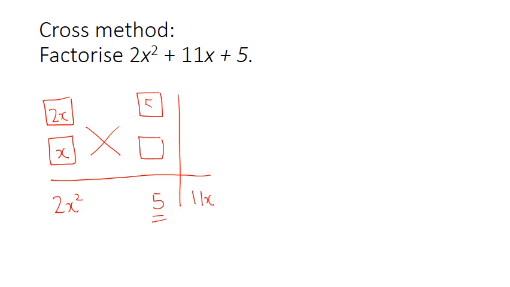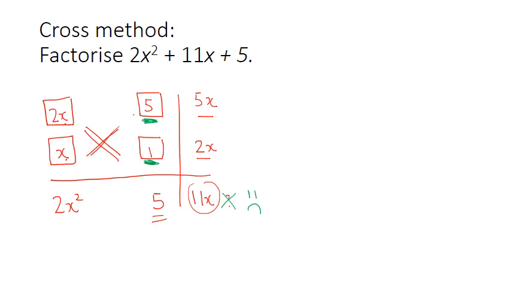Let's try 5 times 1, and we'll multiply across to see whether the terms add up to give you 11x. So x multiplied by 5, we get positive 5x. 2x multiplied by 1, we get 2x. Okay, let's add this together. Uh-oh, we don't get 11x. So what we have guessed as 5 and 1 for the factors don't work.